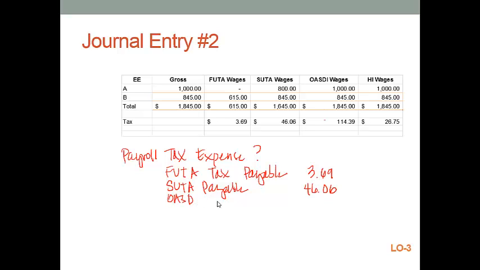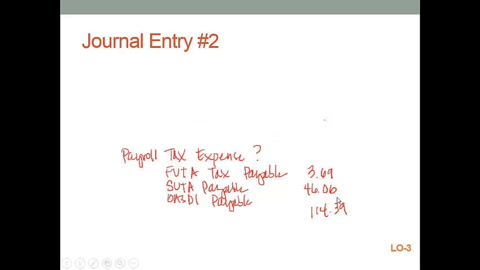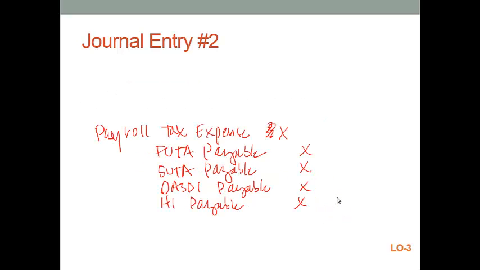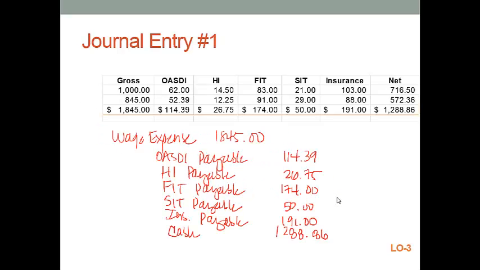OASDI. This should be the same as what my employees, what I had to deduct from my employees' pay, $114.39. Let's just make sure that's the same. Should be. Yep, there it is, OASDI payable.